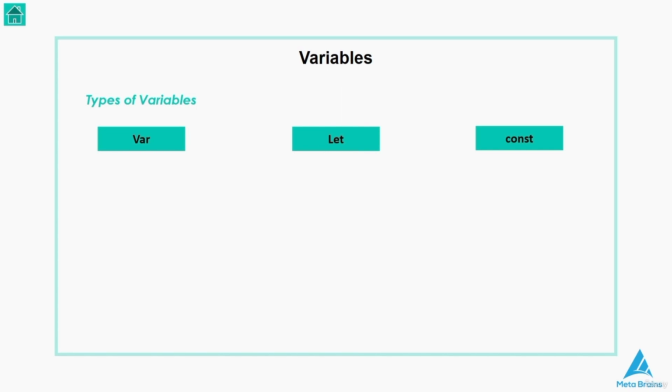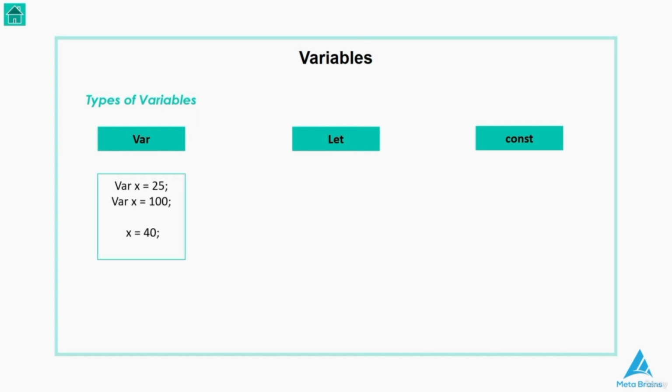So the first way to declare a variable, how can we do it? We have to declare it as var. The second way to declare it is by using let. And the third way to declare a variable is by using const. So these three variable types are important types of variables in JavaScript. Alright, so we'll now see the difference between them.